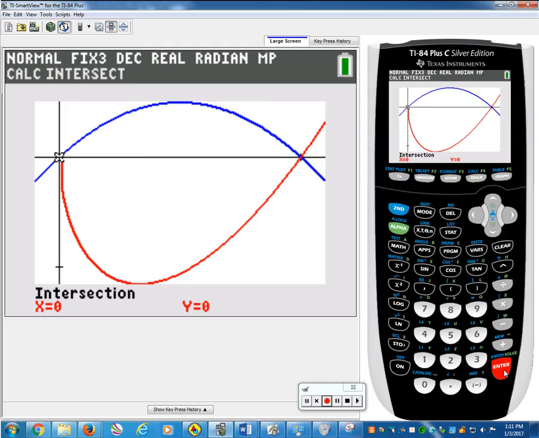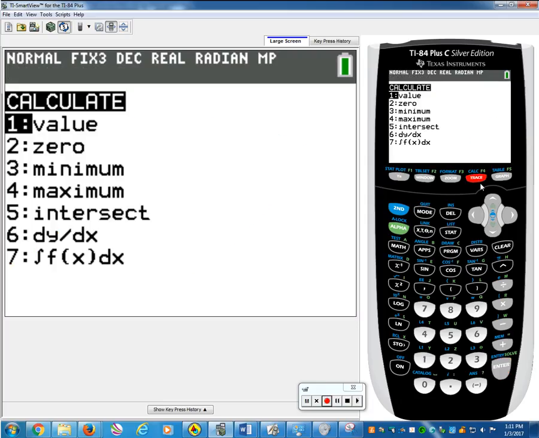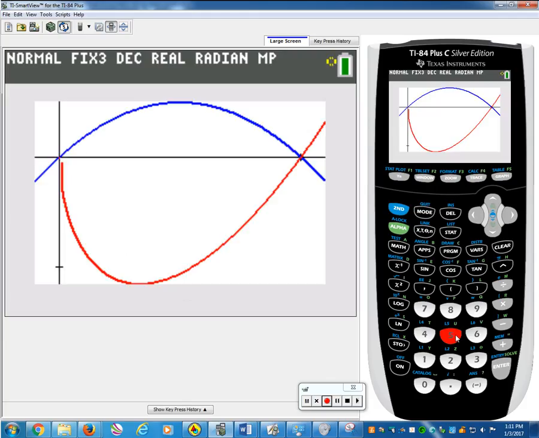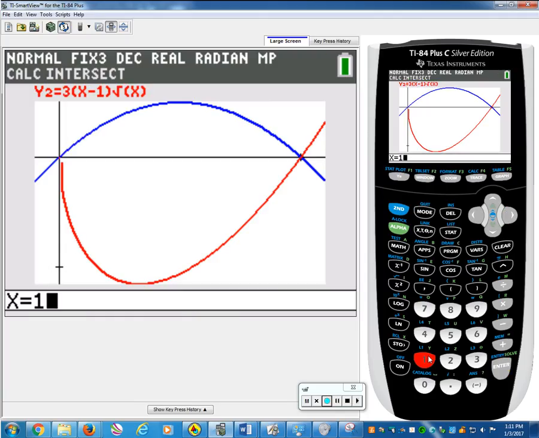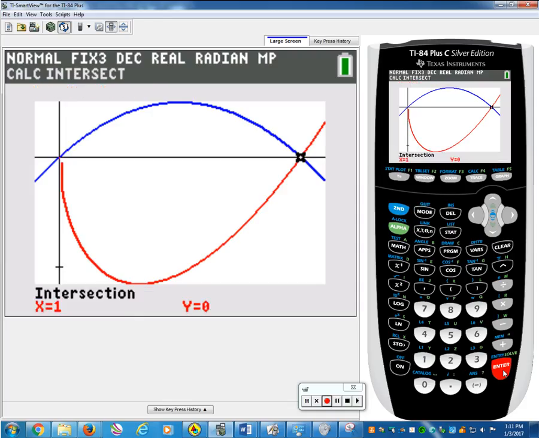So you're going to have to find intersections a lot. You're going to have a question about how to do that. You can find the other intersection, second, calculate, choose 5 for intersect. I gotta make sure I'm on the right curve here. So I want that one, that's enter. Want that one, that's another enter. I know it's over near 1, and it's where I thought it was. And you'll have to find the intersection a lot. So you have any question on how to find the intersection?